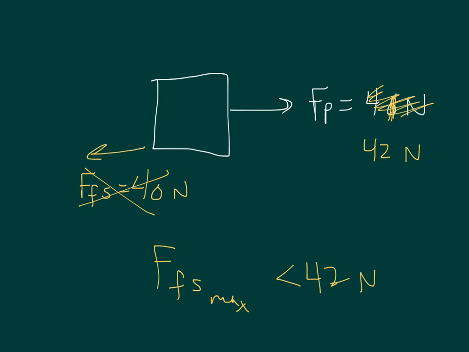Maybe I went from 40 right to 42. All I know is that if it begins to move at 42 newtons, it means that the maximum friction can push back with is at least, or is at most, 42 newtons. It might be less than that. So if it took 42 newtons to get it moving, friction at most could be 42 newtons. Static friction. Okay? At most. That's why I put less than 42 newtons.